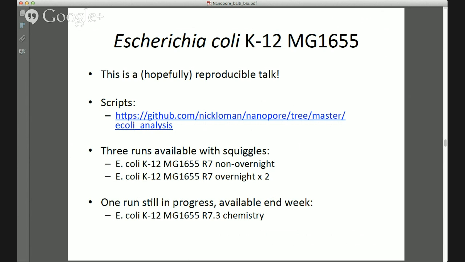And the reason it's not up there yet is that it's still actually running, and I might try and, I won't do this now in case I break something, but I'll try and show you that in a second. So the latest run is running with the latest chemistry, R7.3. So I have analysed a partial run just to get a feel for what that's doing.